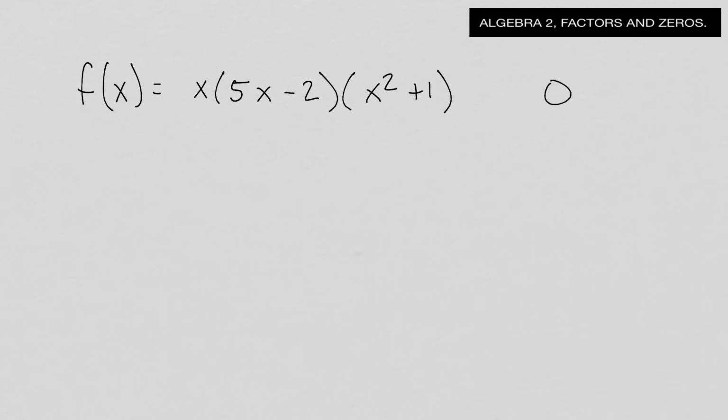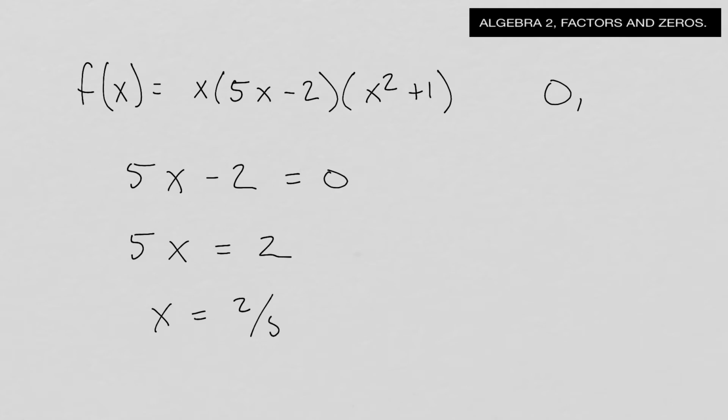So we have 0. All right, now let's find the 0 for this guy here. So we have 5x minus 2 equals 0. Adding 2 to both sides, we have 5x equals 2. Now dividing both sides by 5, we have x equals 2/5. So if I plug in this number, 2/5, here, 5 times 2/5 gives me a positive 2. Positive 2 minus 2 gives me a 0. So now this factor will be zeroed out. So we have this times 0 times this equals 0. So 2/5 will be another 0.